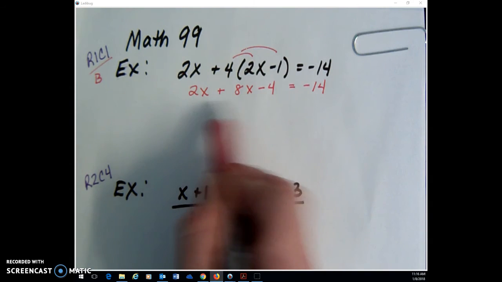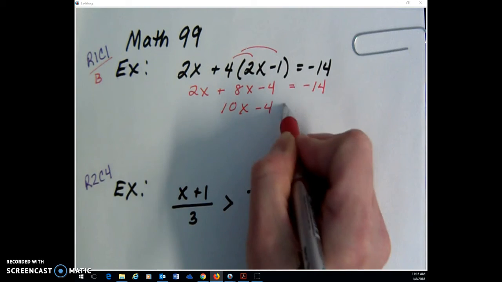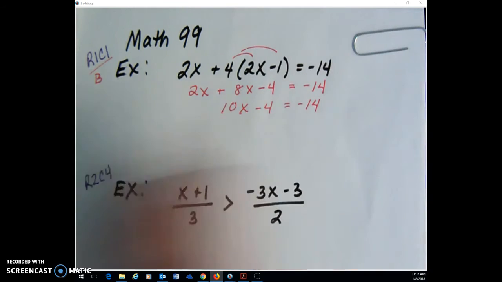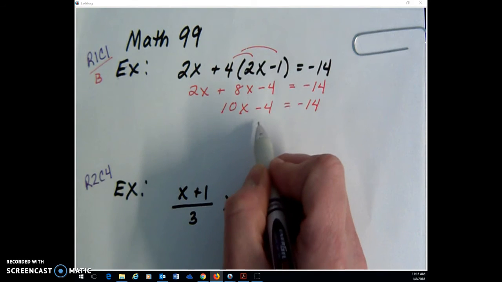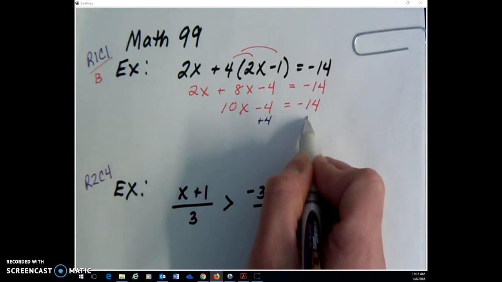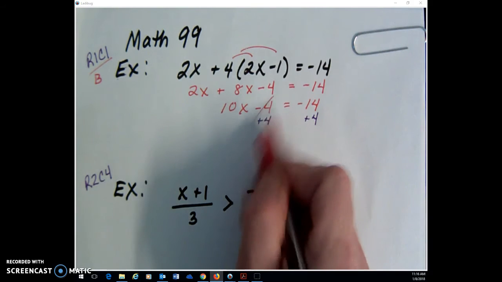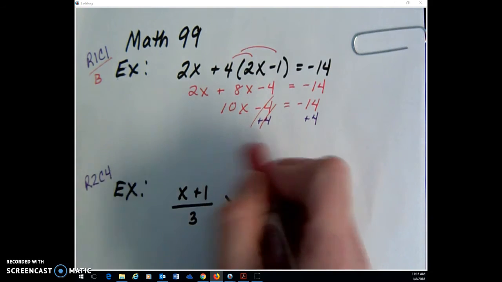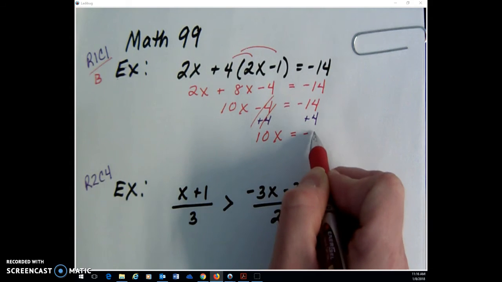So here now we're going to combine like terms. Some people have different ways of showing their work, whatever you're comfortable with at this level. You've probably gotten into a routine of what you like. I'm going to then get all my numbers to one side and my variables to another. So I'm going to add 4 to both sides. And the way I show my work is I usually write it kind of small there. And then that literally cancels out to 0. And we're left with 10x equals negative 10.